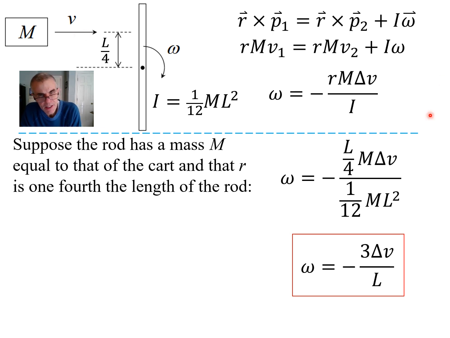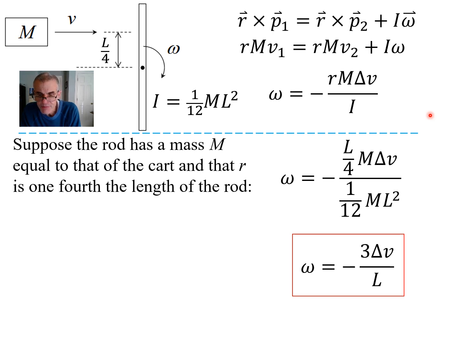Whenever you get an expression like this, you should look at the units. Would I get correct units for angular velocity? Yes, because the meters would cancel. Meters per second divided by the meters found in the length of the rod would give me 1/seconds, and that's equivalent to radians per second.